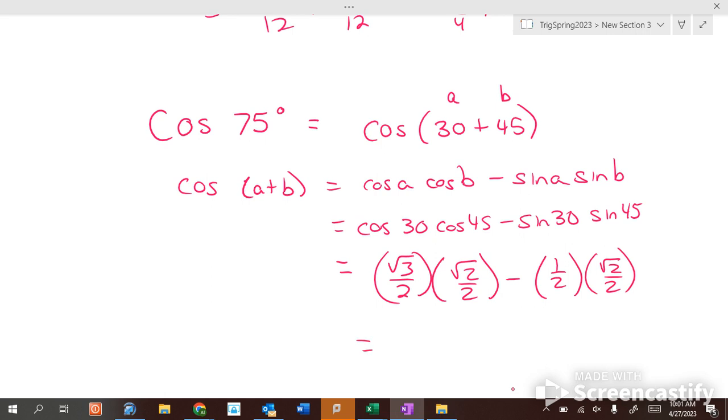So this is the square root of 6 over 4 minus the square root of 2 over 4. We combine them into one fraction as the square root of 6 minus the square root of 2 all over 4.